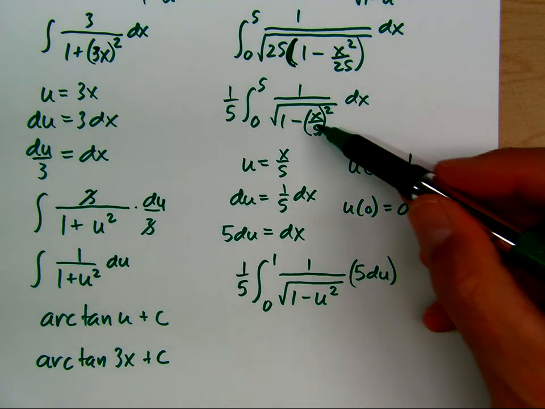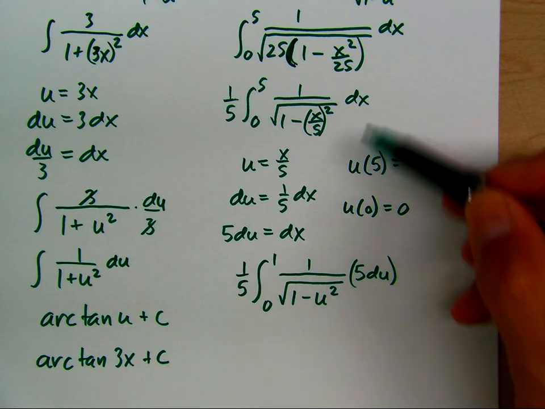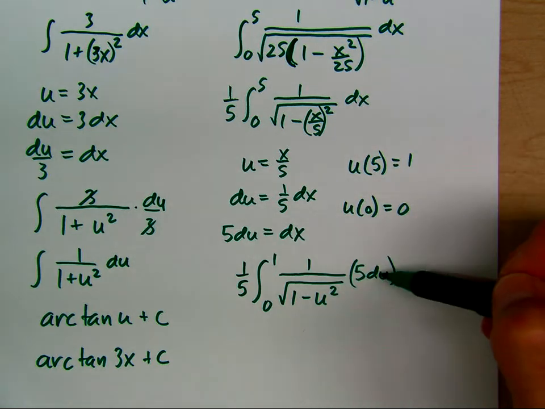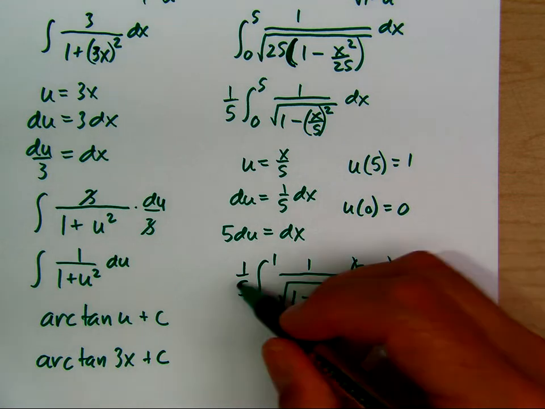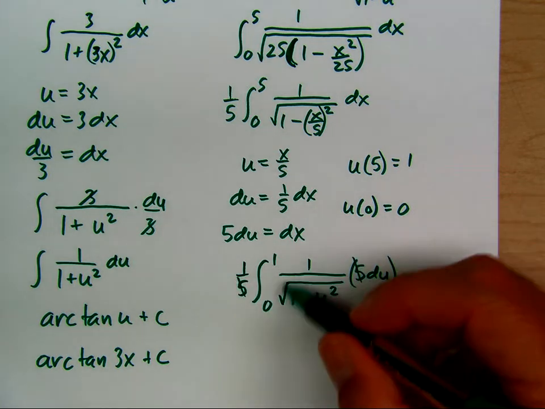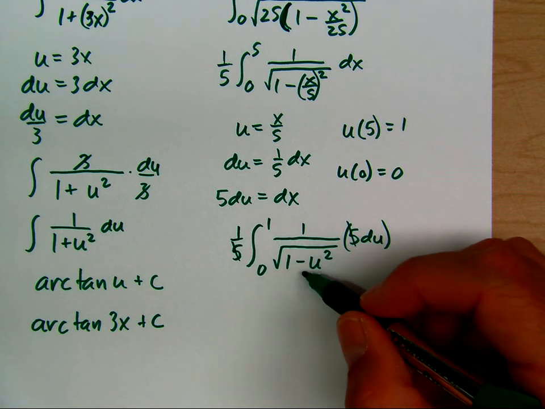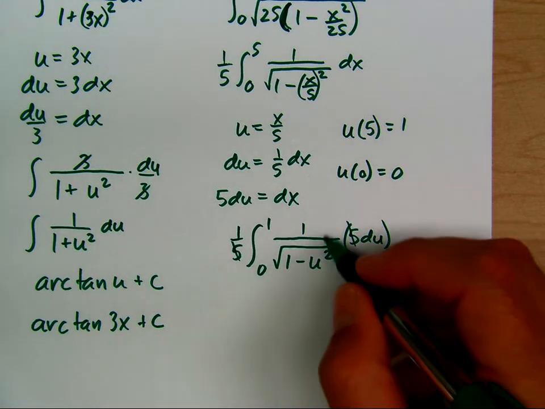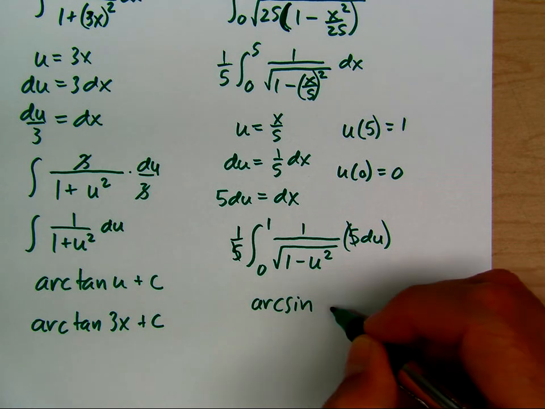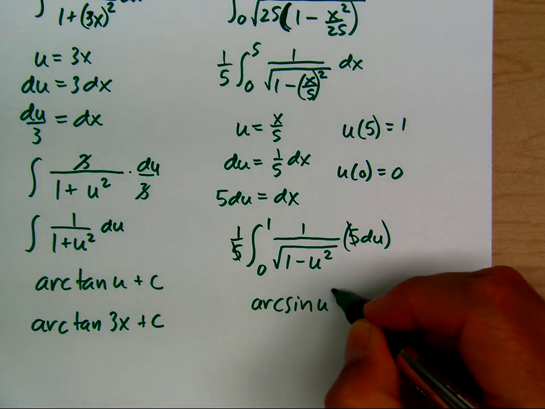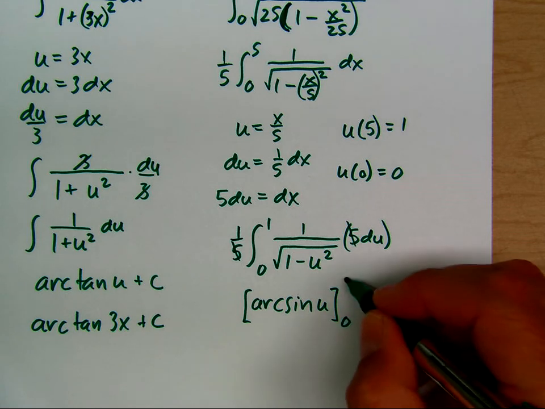Alright, so u is replacing x over 5. There's the u. dx is 5 du. This would cancel the 1/5, so we can do that. And now we have arcsine as the antiderivative. So this gives us arcsine of u evaluated from 0 to 1.